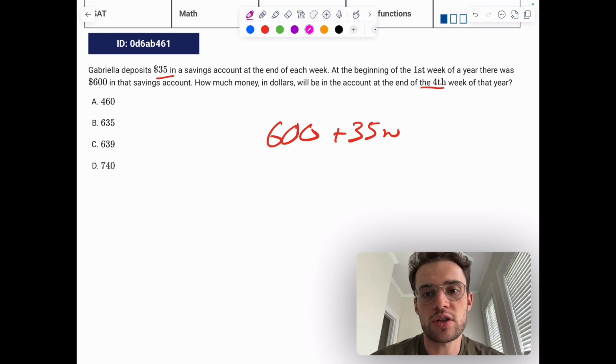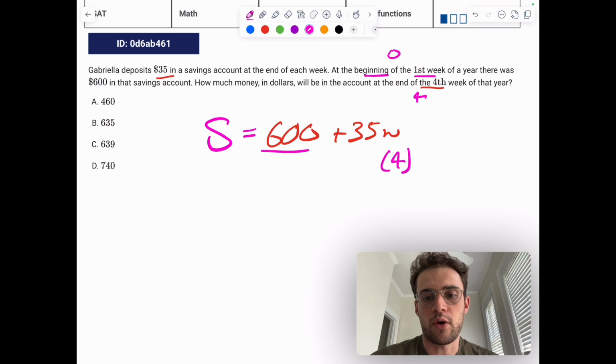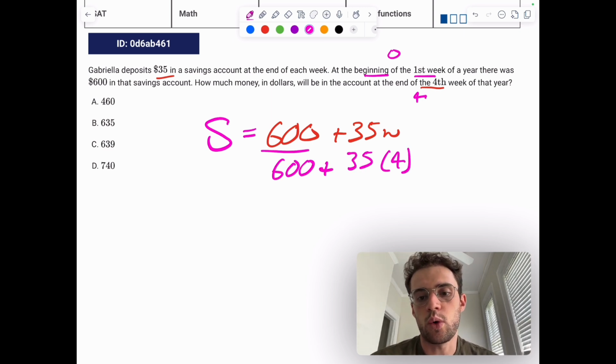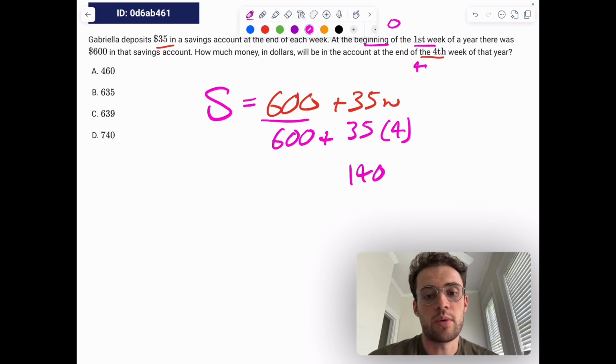Note that the first number was at the beginning of the first week, so that's basically time 0. This is like time 4 weeks. The savings are equal to the $600 she started with plus 35 times the number of weeks, because she's putting in 35 each week. So I'll just plug in 4 for W, 4 for the number of weeks that have passed. And then we have 600 plus 35 times 4. Well, 2 times 35 is 70, so double that would be 140. We get 600 plus 140, which is equal to $740.